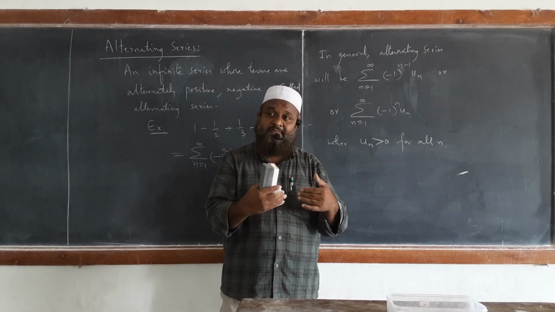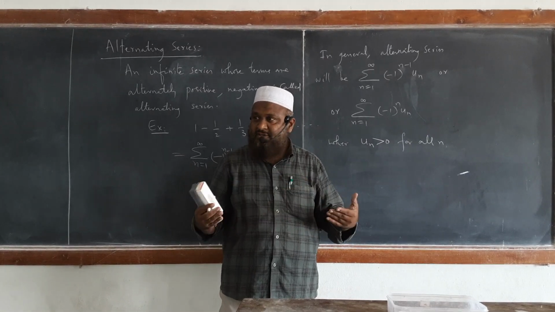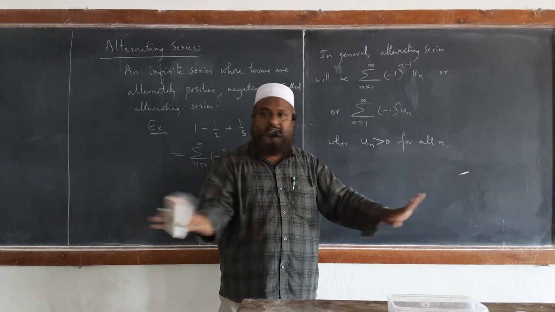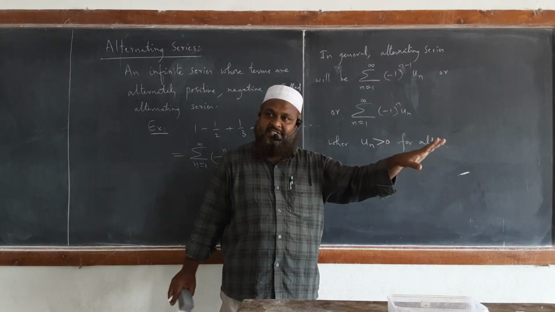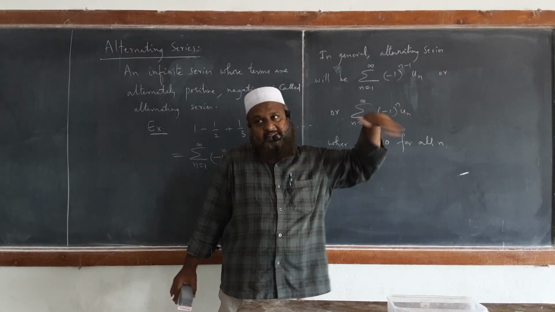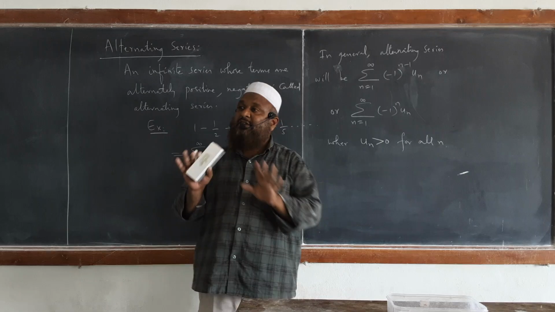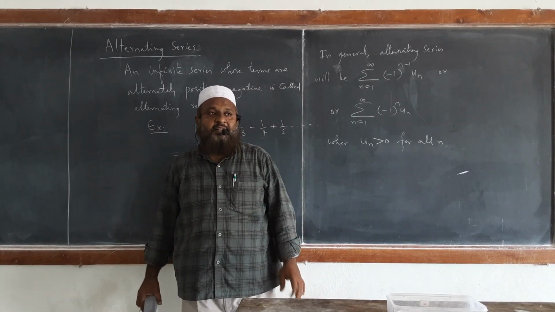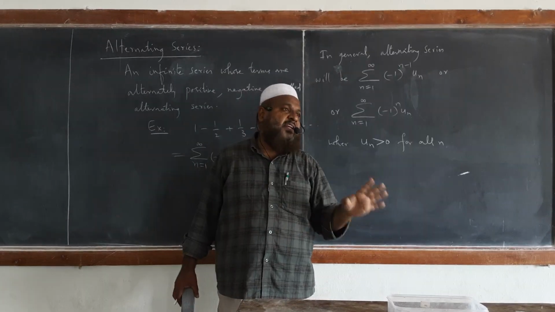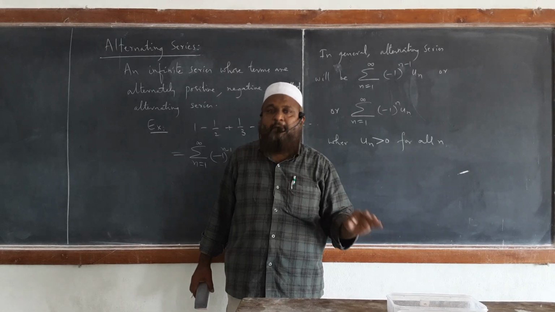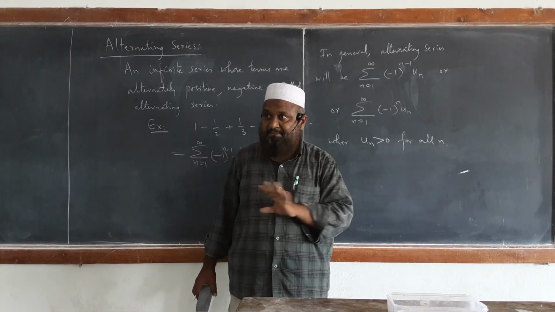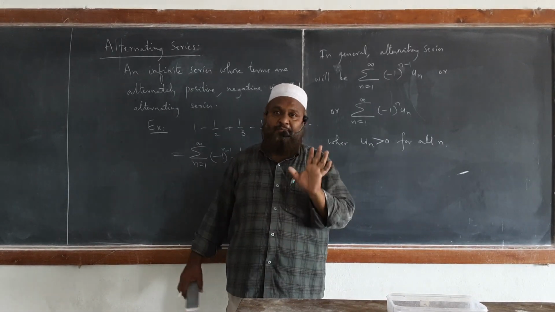By removal of how many terms? A finite number of terms. The nature does not change. Similarly, if you add a finite number of terms, the nature does not change. If it is originally convergent, after adding also it will be convergent. If you add some terms and it is originally divergent, then also it will be divergent. So what is the conclusion to be kept in mind? The nature of a series, not only alternating, whatever it is, does not change upon removal or inclusion of a finite number of terms. Be careful, finite number of terms. This is one point to be noted.